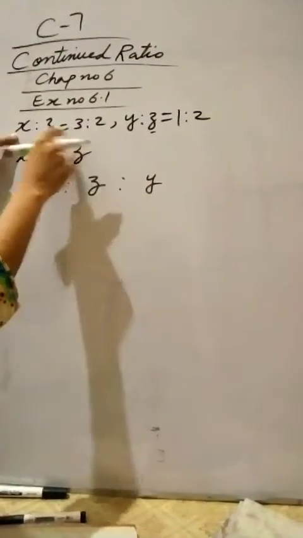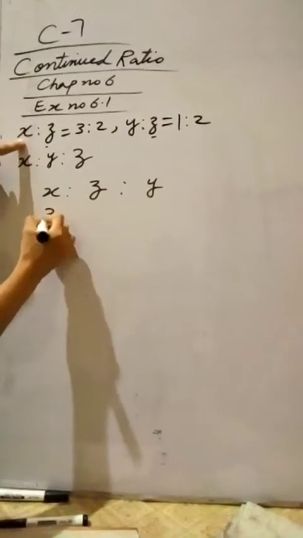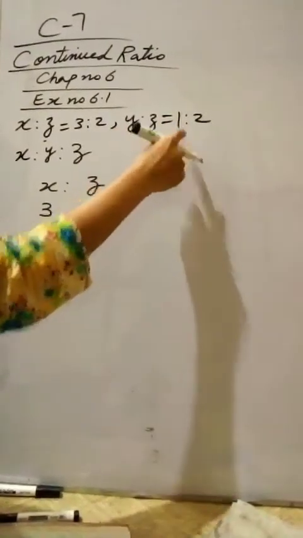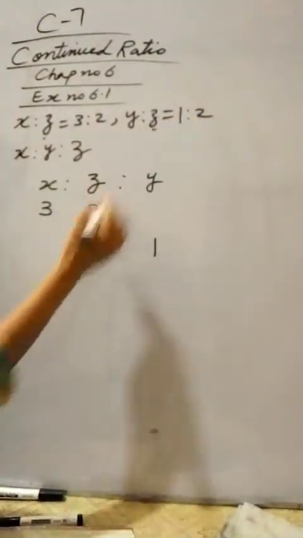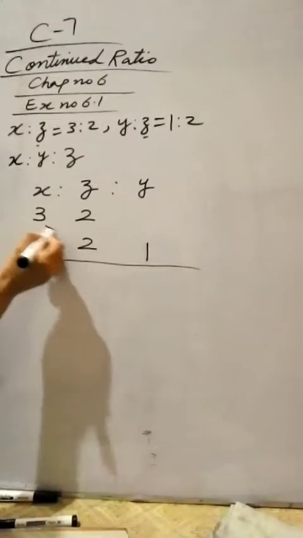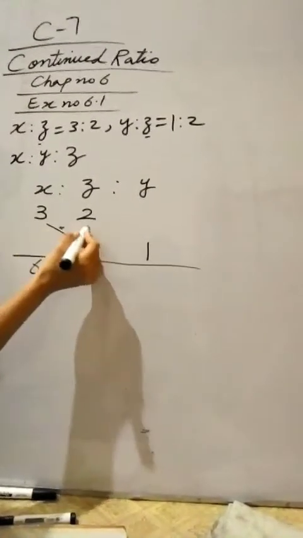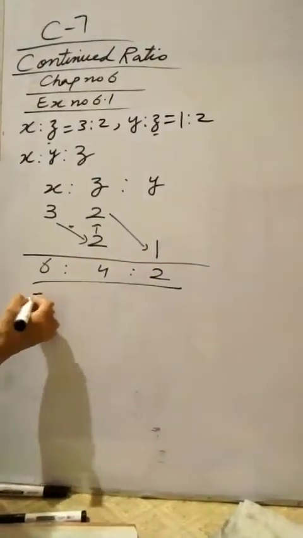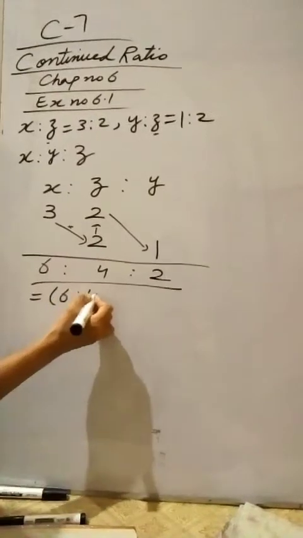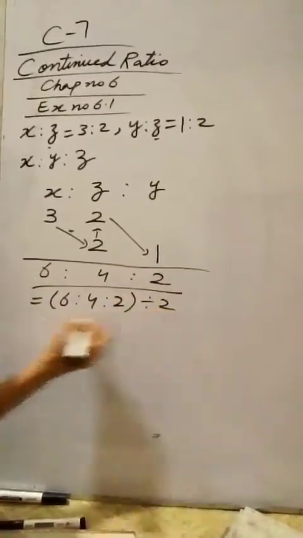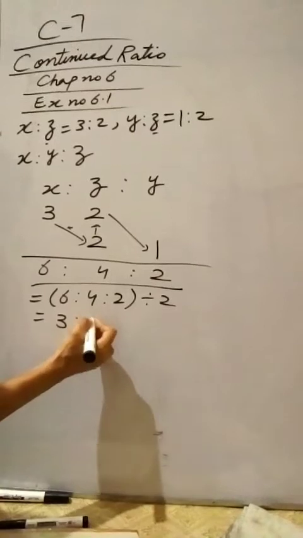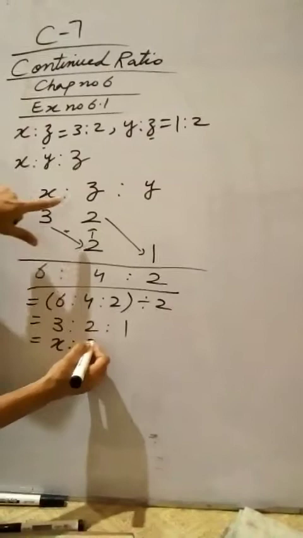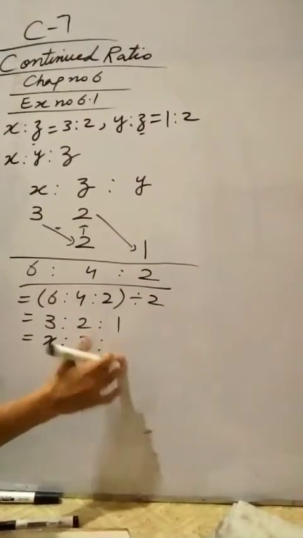In the first line, what do we have? X is 3 and Z is 2. In the second line, Y is 1 and Z is 2. Now multiply. 3 times 2 is 6. 2 times 2 is 4. And 2 times 1 is 2. Can I divide by the same number? Yes, I have to divide by 2, and the answer will be 3, 2, and 1. What is the answer? These are X, Z and Y.